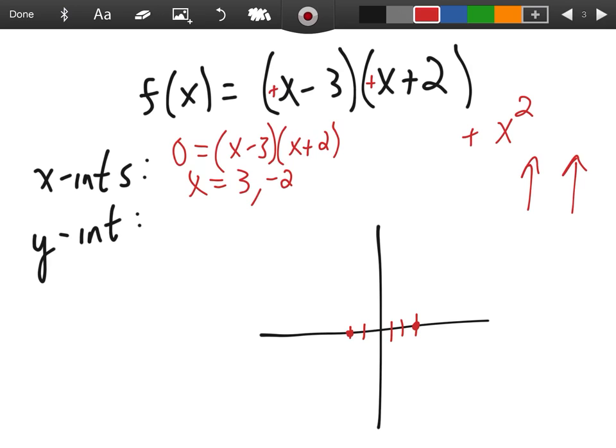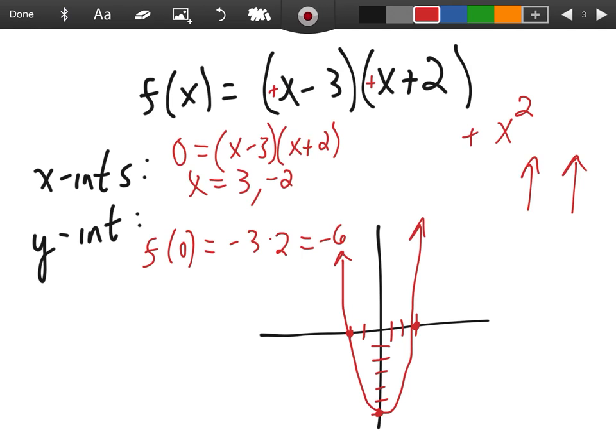Our y-intercept occurs when x is equal to 0. Well, what is f of 0? When x is equal to 0, I just plug in 0 for x. 0 minus 3 gives me negative 3. 0 plus 2 gives me 2. So negative 3 times 2 gives me negative 6. So my y-intercept is negative 6. So my graph is going to look something along these lines.